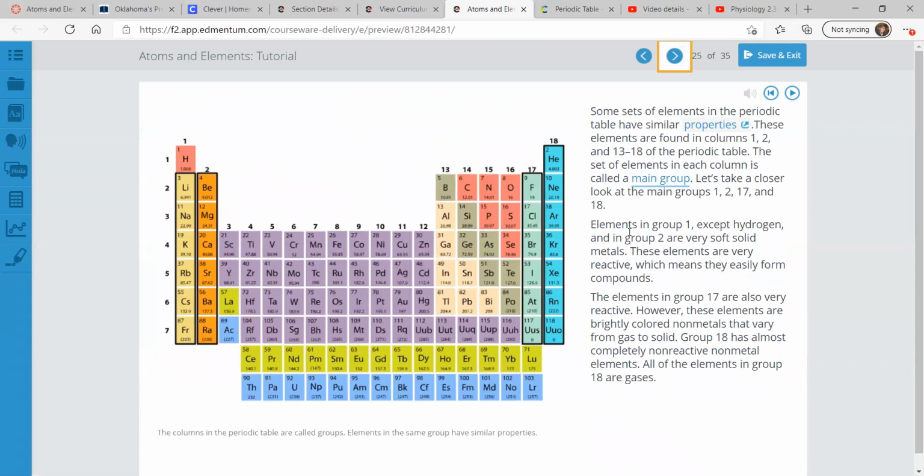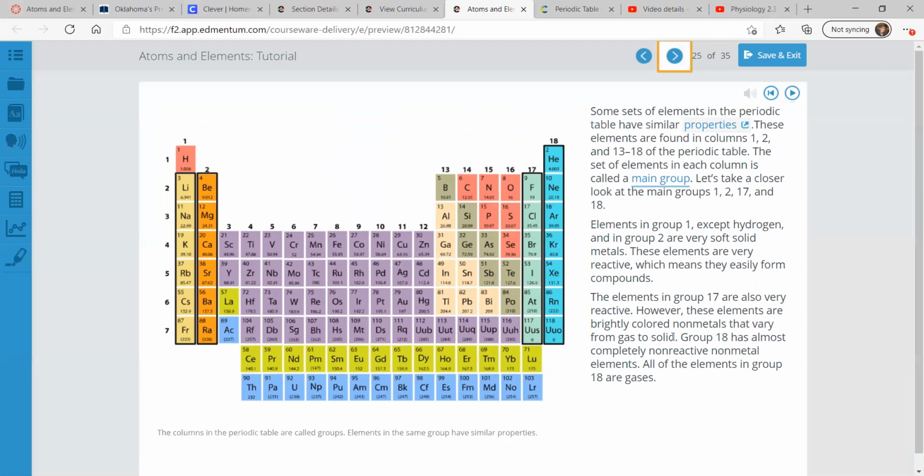Some sets of elements in the periodic table have similar properties. These elements are found in columns 1, 2, and 13 through 18. The set of elements in each column is called a main group. Let's take a closer look at the main groups of 1, 2, 17, and 18.